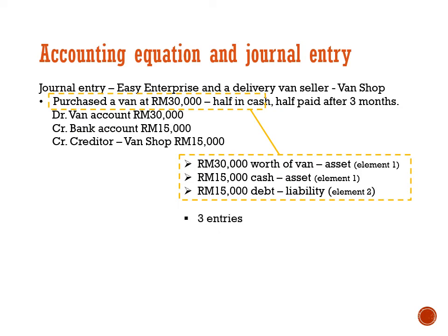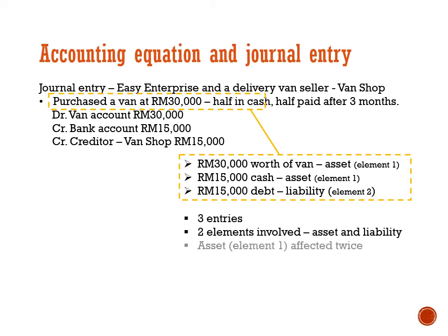From this example, I simply want to show you that a journal entry can have more than 2 entries, in this case 3 entries. There are 2 elements involved: assets, 2 of them, cash and van, and 1 liability, that is debt, indicated by the creditor, the van seller that the business owed the money to. As you can see, in this example, the asset element is affected twice, and that is allowed, we simply record what is transacted.